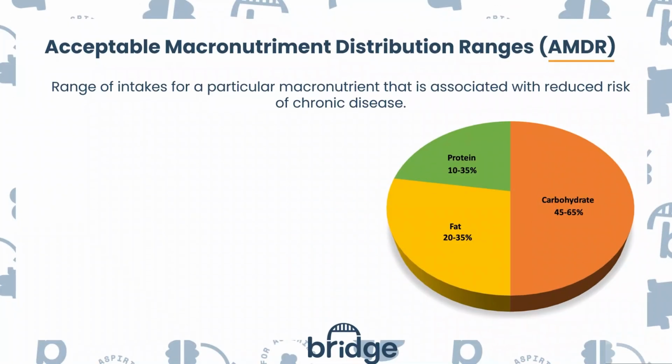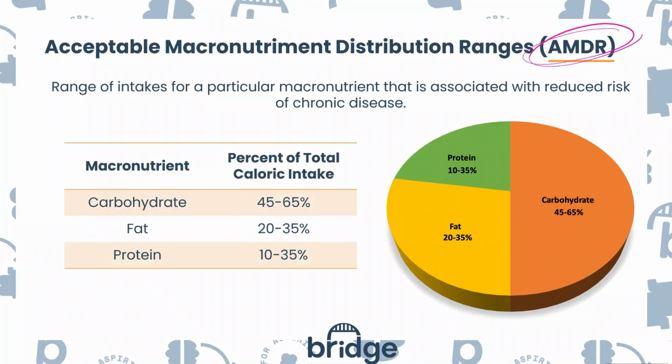Now that we know how to estimate energy needs, we need to know how to divide those calories among carbohydrates, proteins, and fats. And that's where the acceptable macronutrient distribution range, or AMDR, fits in. These are the ranges that represent the percentage of total energy intake that should come from each macronutrient. And they're designed to reduce the risk of chronic disease while ensuring essential nutrient intake.